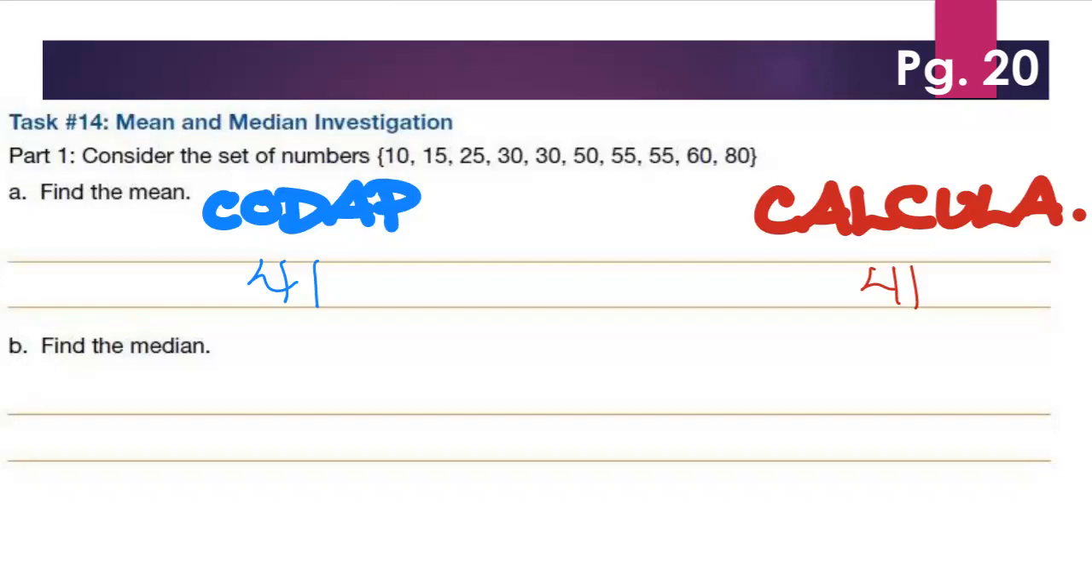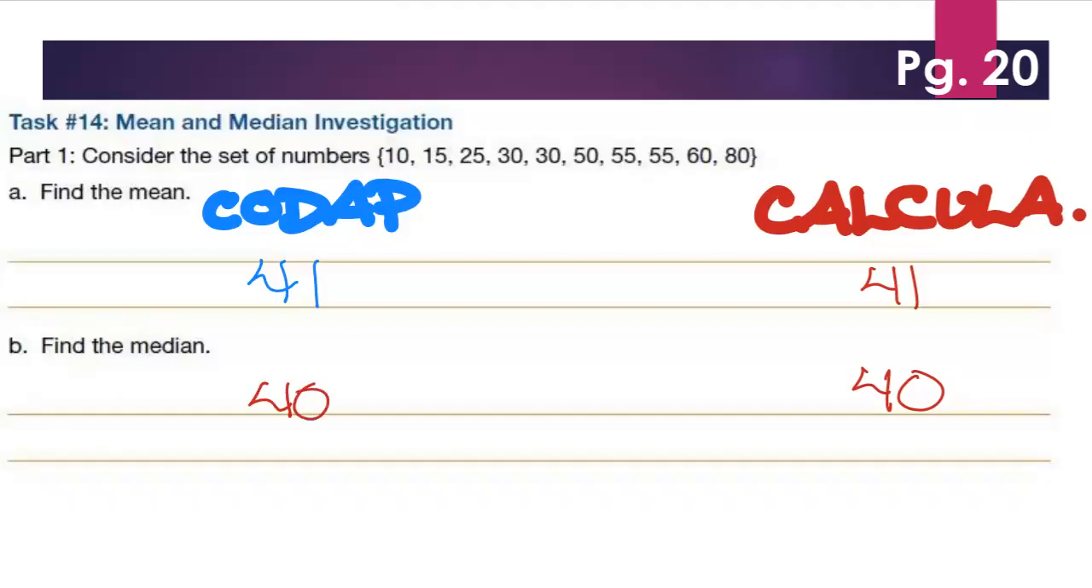What did you find for the median, my calculator people? It's what? 40? How did you get 20? Did you put them in order from least to greatest first? Well, how many did you have? 2 middle? So you add the 2 middle numbers and then divide by 2? Oh, okay. My CodeApp people, you didn't have to actually do anything, but what was your median?